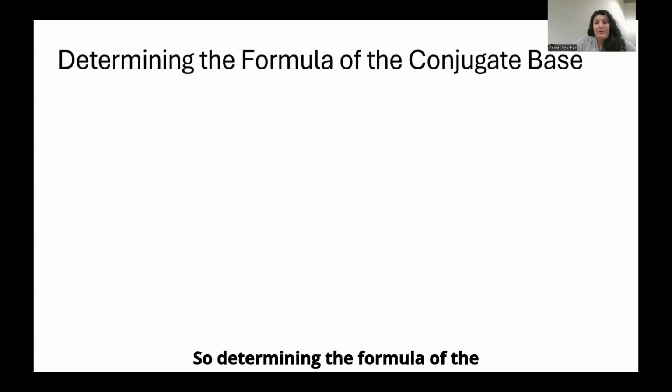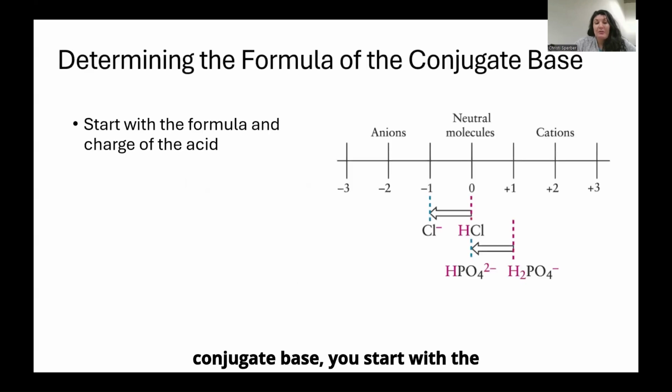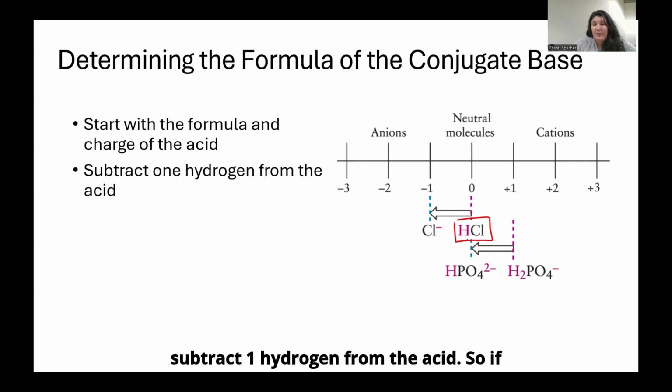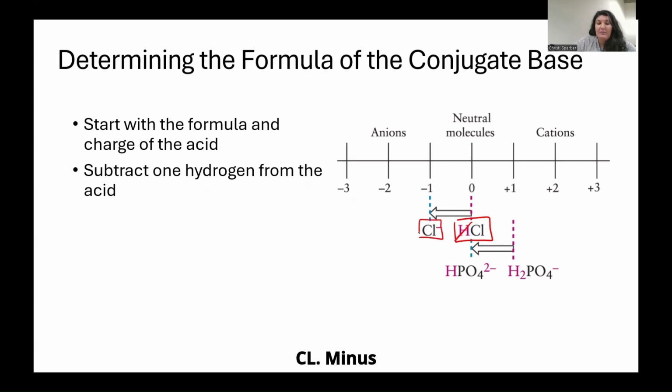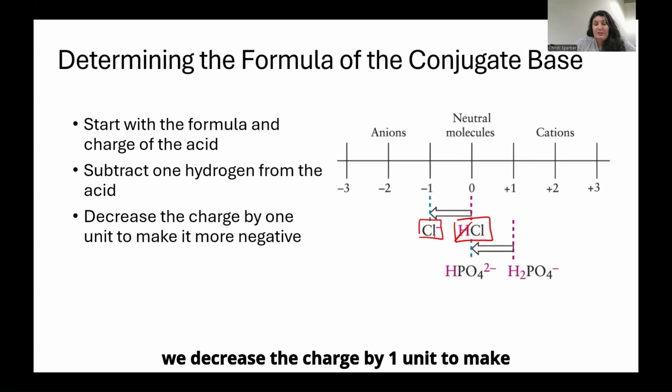So to determine the formula of the conjugate base, you start with the formula and charge of the acid. So this is our starting point of an acid. We have HCl. You subtract one hydrogen from the acid. So if we take the hydrogen away, we're left with Cl minus. You decrease the charge by 1 unit to make it more negative. So HCl was neutral, so we go down 1 to a -1.